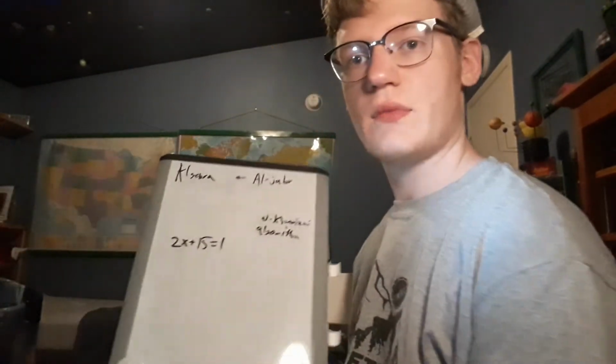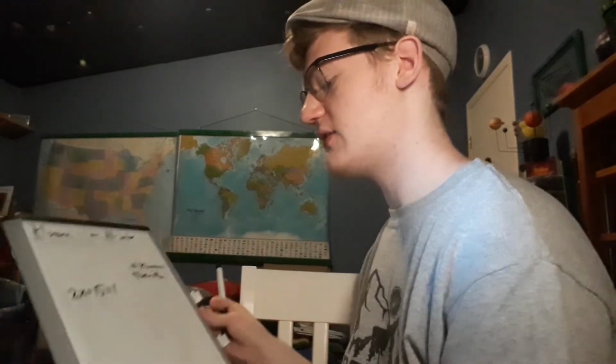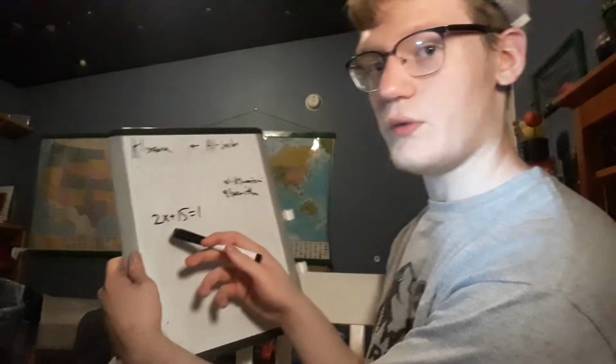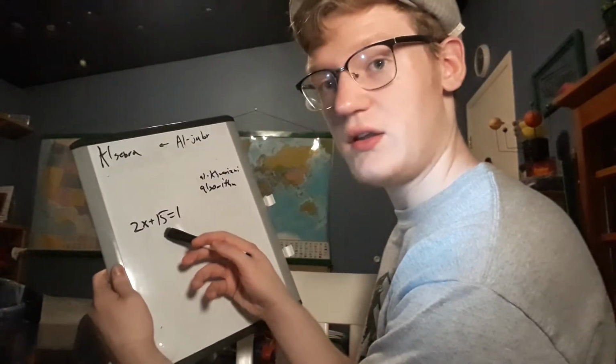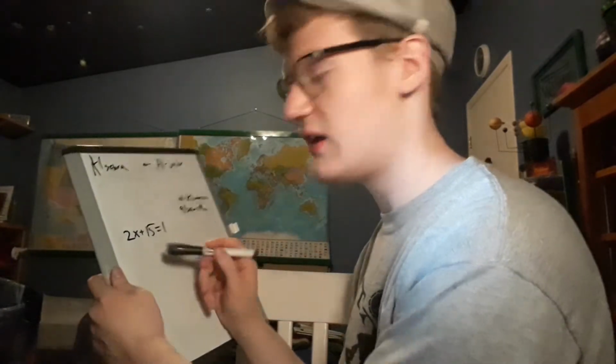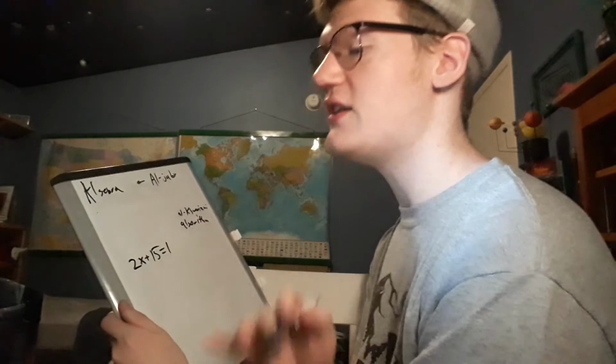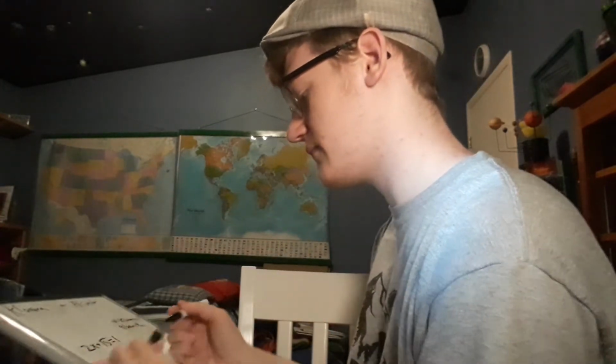Let's see if I can come up with one right here. Okay, so I have a different equation here, and now it's going to involve negative numbers as the result. So we have 2x and 15 on one side and just 1 on the other. Now we just want x on one side, so we're going to subtract 15 from both sides.